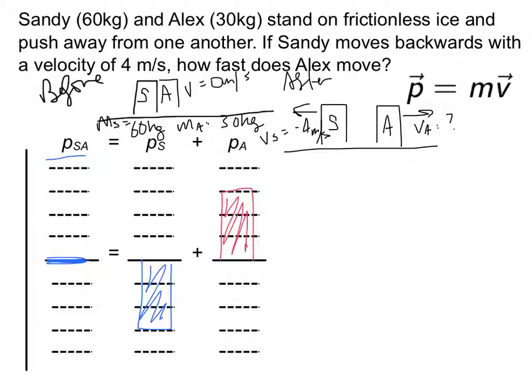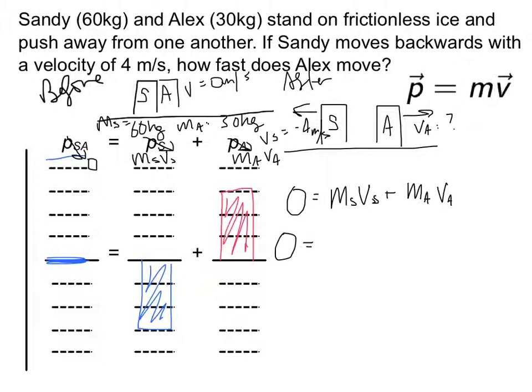Now we can substitute and simplify our equations. We know their initial momentum is 0. The momentum of Sandy is going to be mass of Sandy times velocity of Sandy. And the momentum of Alex is going to be the mass of Alex times the velocity of Alex. So we can rewrite that as 0 is equal to mass of Sandy, velocity of Sandy, plus mass of Alex, velocity of Alex. So we've substituted and simplified our equations. Step 4, substitute and evaluate.